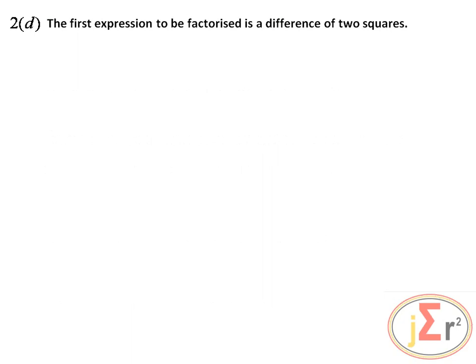The first expression to be factorized is a difference of 2 squares. And we know what to do with it. It is required to be factorized at sight. That is how we factorize the difference of 2 squares. We just look at it, recognize that it is a difference of 2 squares, recognize each square, and make use of them.